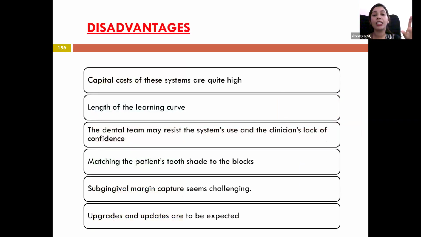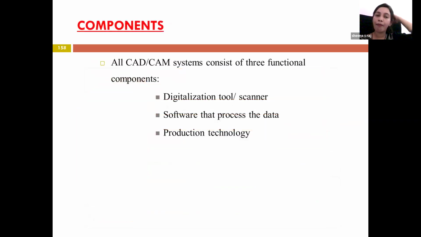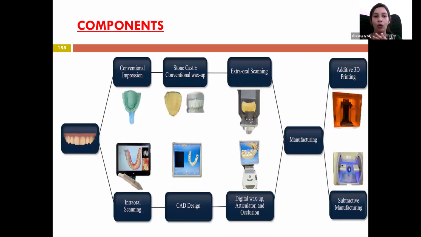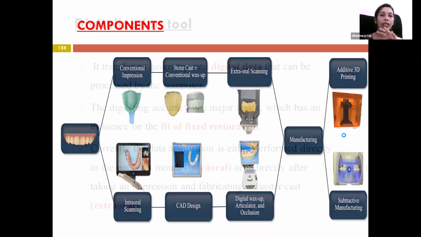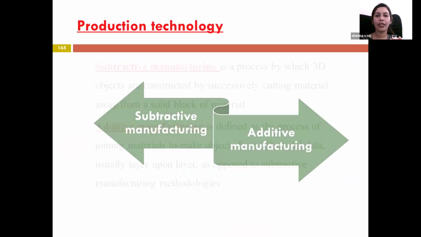The disadvantage is, of course, that it is a capital consuming method. Uses: it can be used for crowns, veneers, inlays, onlays, implant abutments, everything. Normally it has three important components that you have to know: a scanner for scanning, a software, and a production technology. Teeth, instead of the conventional impression, we scan with the help of a scanner. It goes into a CAD design and is sent to manufacturing. Only this important point you have to know. There are a lot of softwares also.